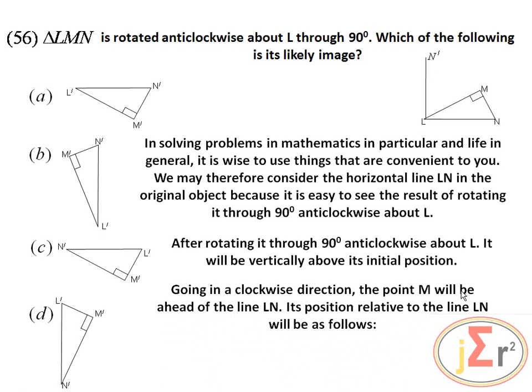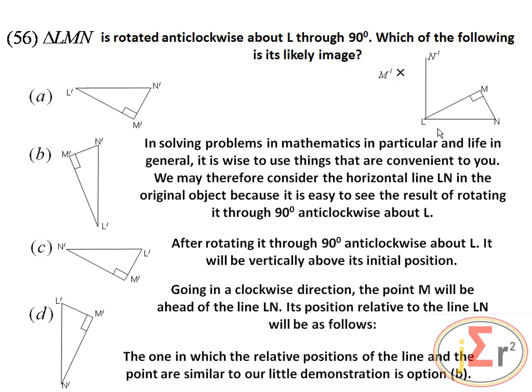Going in a clockwise direction, the point M will be ahead of the line LN. Its position relative to the line LN will be as follows. So if we are going in a clockwise direction, M is leading the line LN. Therefore, M will continue to be leading after the rotation like that. The one in which the relative positions of the line and the point are similar to our little demonstration is option B. And that is the correct answer.